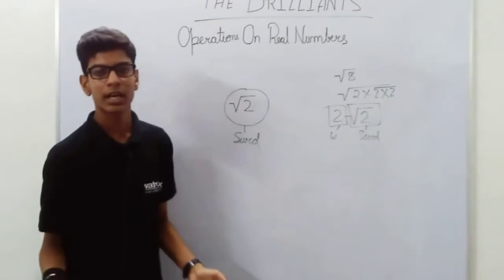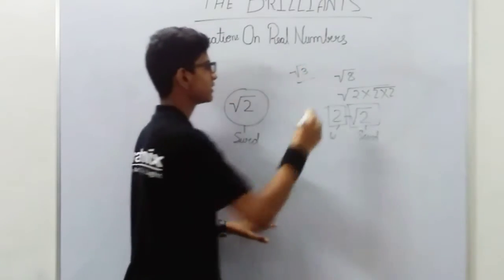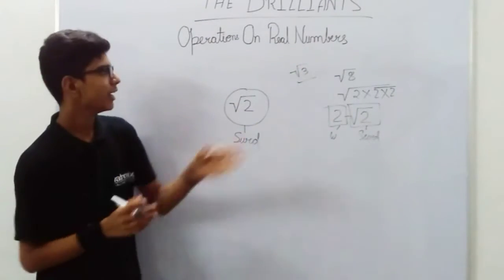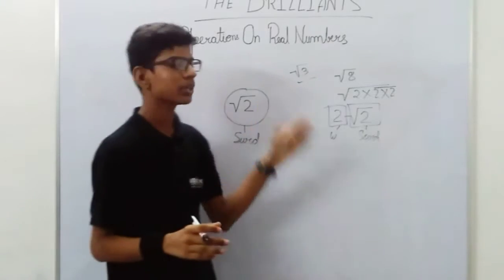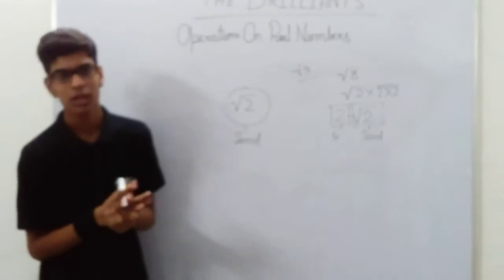Next, if we take under root 3, it also completes this condition of the surd. It is in its simplest form and it cannot be converted into rational, so it is also a surd.